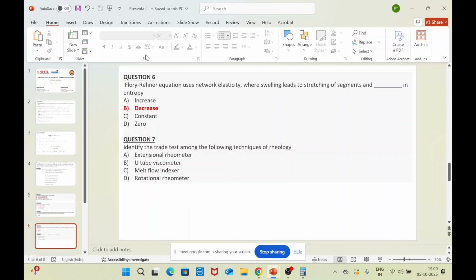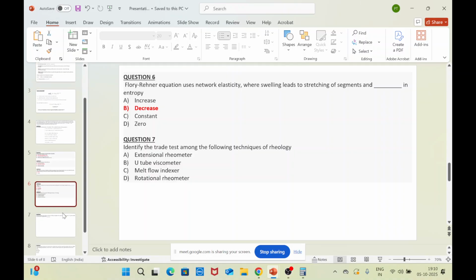Swelling leads to stretching of the segments, moving the polymers apart so that the solvent molecules can occupy the space between the polymer chains. Since the polymer chains are going to get stretched, the disorderness is going to decrease, so entropy is also going to decrease. So it will decrease, entropy will decrease.